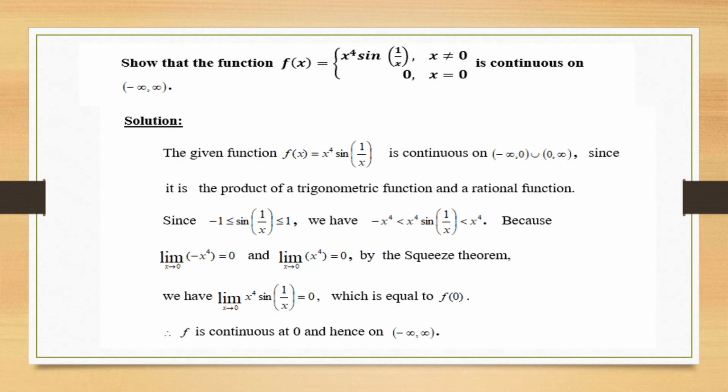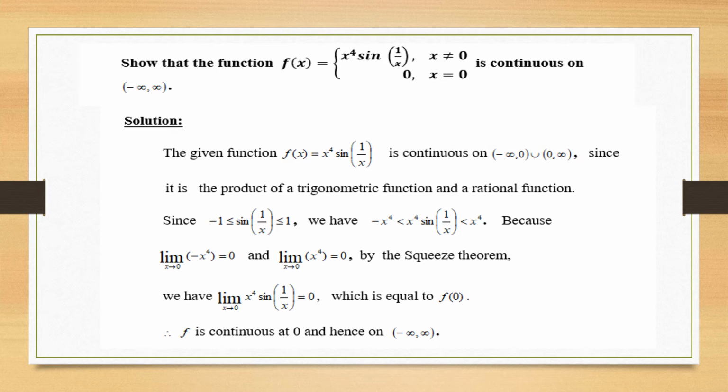Show that the function f of x equals x to the power 4 times sine of 1 upon x, where x is not equal to 0, and 0 when x is equal to 0, is continuous on minus infinity to plus infinity. Solution: the given function f of x, x power 4 sine 1 upon x, is continuous on minus infinity to 0 union 0 to infinity.